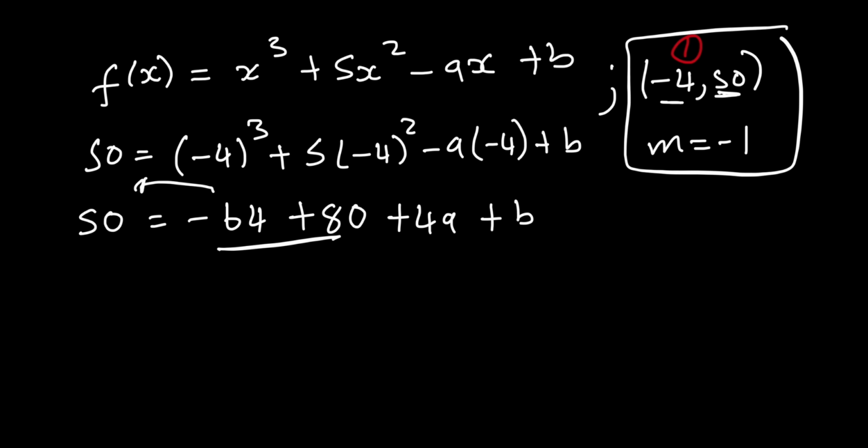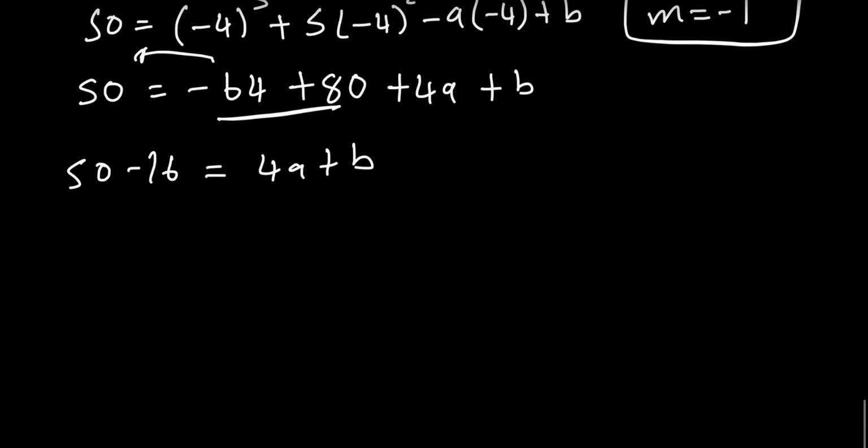So now if you transpose the 16 to the other side, this is going to be 50 minus 16, and that is going to be equal to 4a plus b. So now if you say 50 minus 16, that's the same thing as 34 equals 4a plus b. So this is going to be your equation 1.